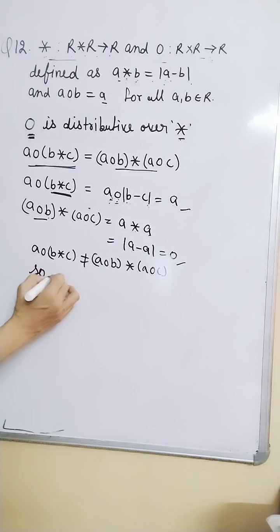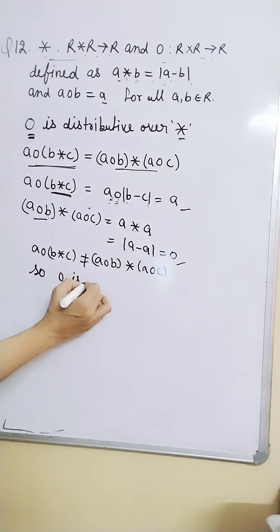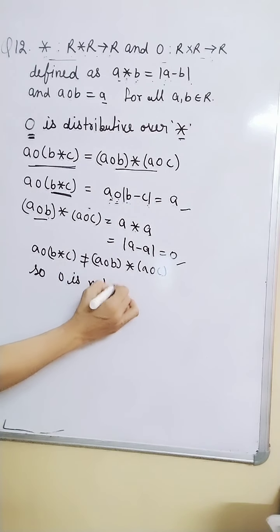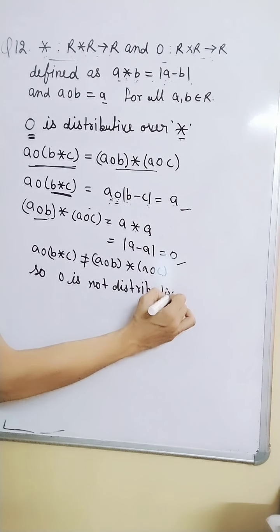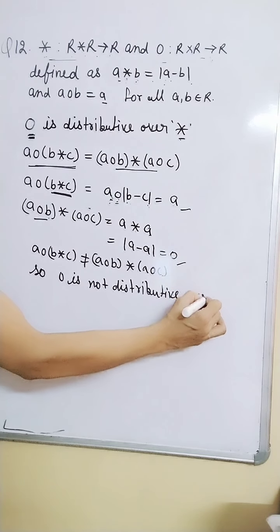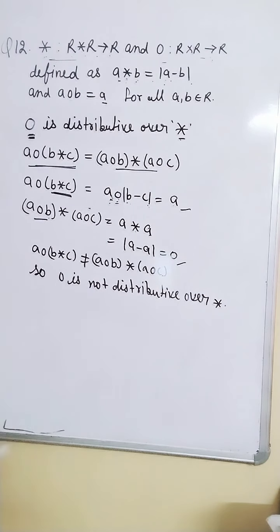So this operation is not distributive over the other operation. Clear?